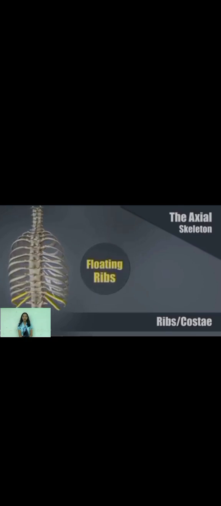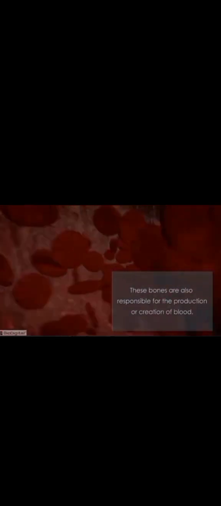The costae, or ribs, are composed of 24 ribs, or 12 pairs of ribs. There are 7 pairs of true ribs and 5 pairs of false ribs. The last 2 pairs are called floating ribs. The ribs' main function is to protect vital organs such as the heart, major blood vessels, and the lungs. These bones are also responsible for the production of blood. The medical term for this is hematopoiesis.